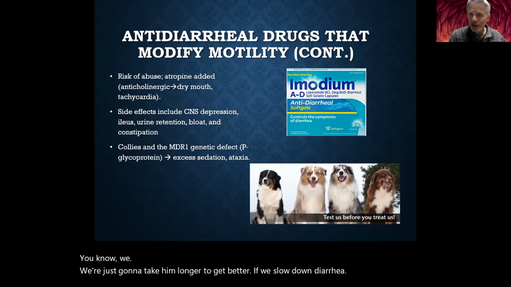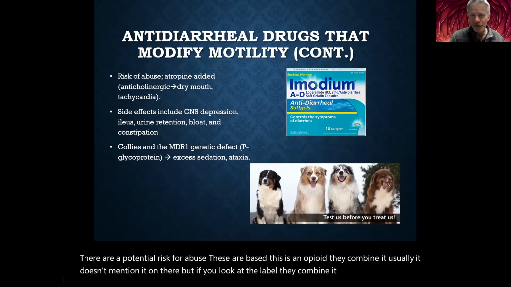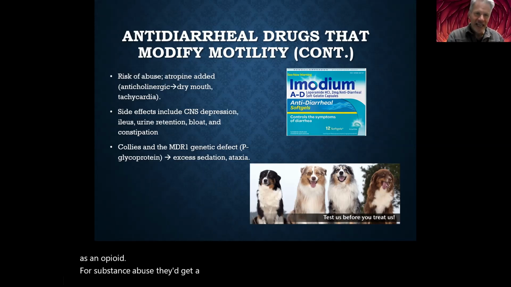So there's a potential risk for abuse. This is an opioid. They usually combine it, it doesn't mention it on there, but if you look at the label, they combine it with atropine. Atropine is an anticholinergic, so it creates sort of a fight or flight feeling. So if a person tried to use this as an opioid for substance abuse, they'd get a dry mouth and a tachycardia.